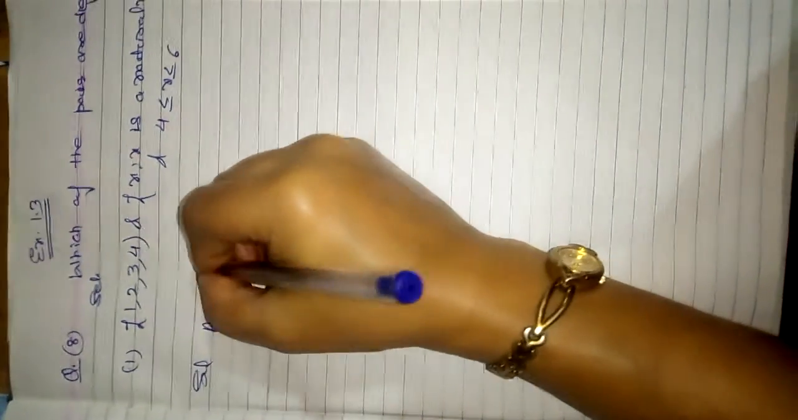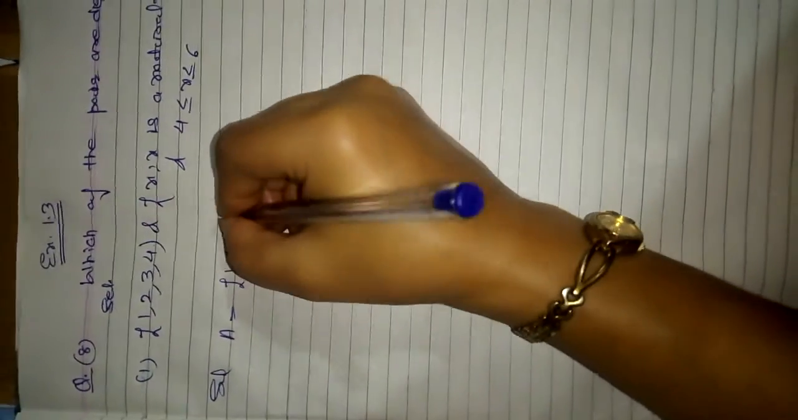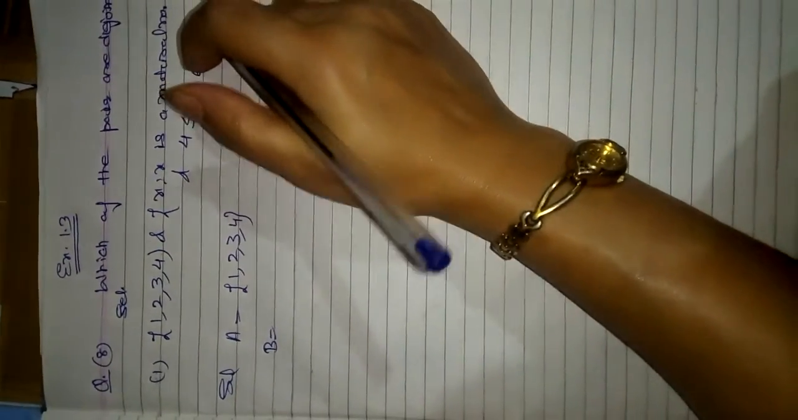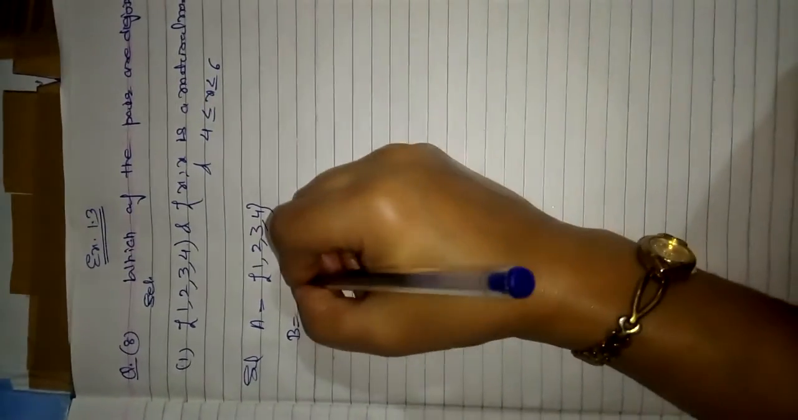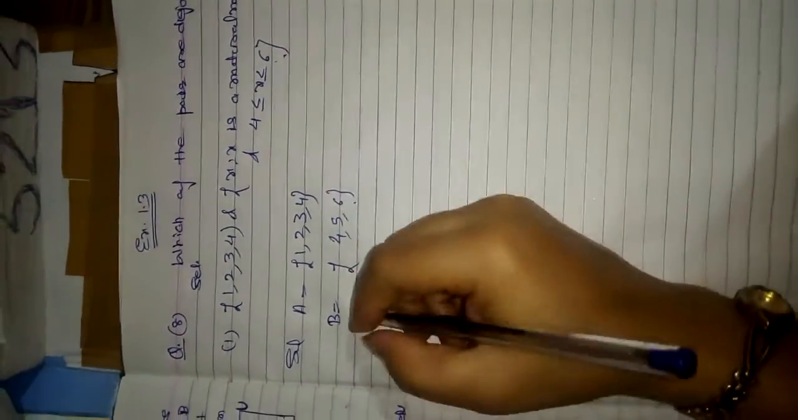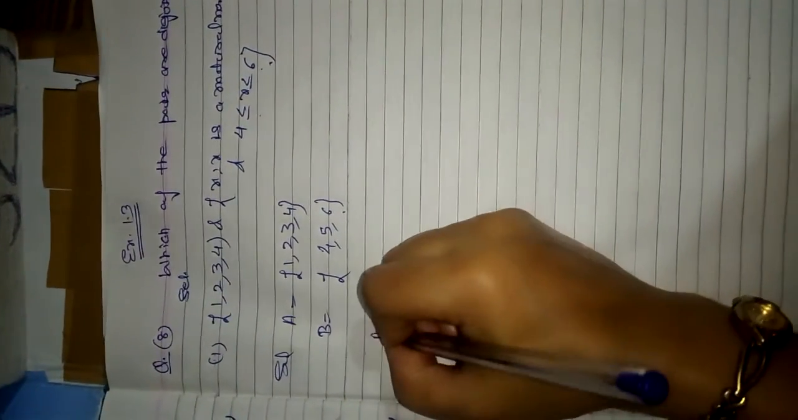In set A, here we have 1, 2, 3, 4, and set B, let it be set B, x is a natural number, lies between 4 ≤ x ≤ 6. So what will come here? That is 4, 5, 6. Now, is this a disjoint set?